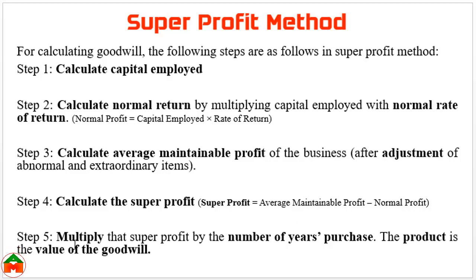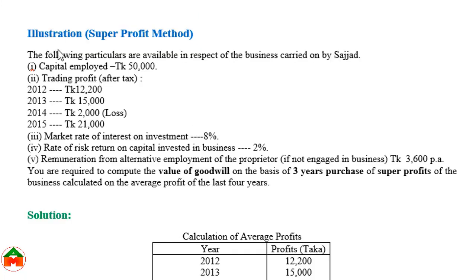And the last step, we need to multiply the super profit by the number of years purchase. This number of years purchase would be mentioned in the question. After the multiplication, the product or the result would be considered as the value of goodwill. Here we can see an illustration for the super profit method.